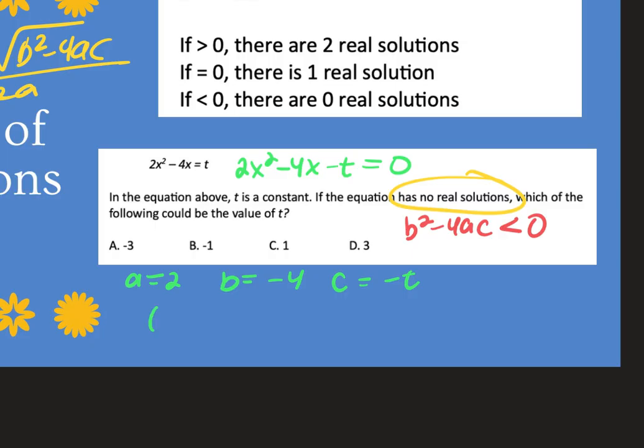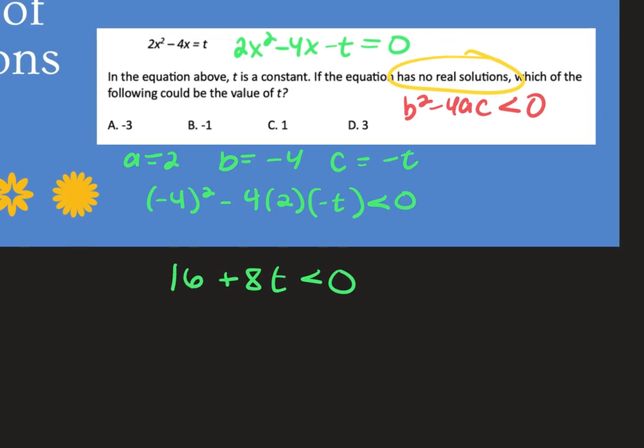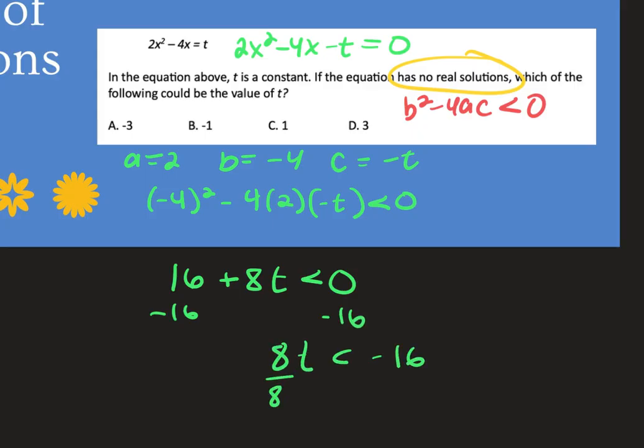So b squared would be negative 4 squared, minus 4 times 2 times c, which is negative t. And I want this to be less than 0. So I get 16 plus 8t has to be less than 0. And I could either take these values and plug them in and see which one works, or I could keep solving. So I would subtract the 16. 8t less than negative 16, divide by 8. And t has to be less than negative 2. There's only one of these choices that's less than negative 2, and it's A, which is negative 3.